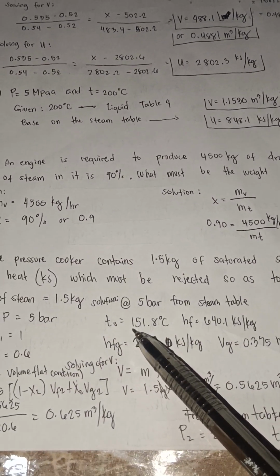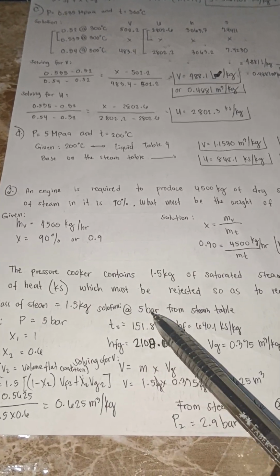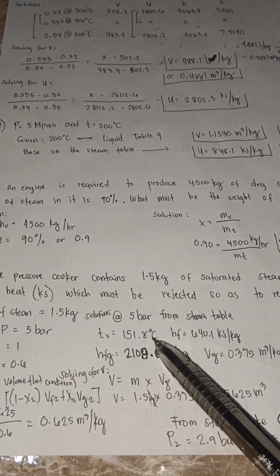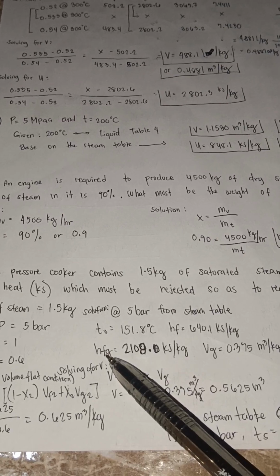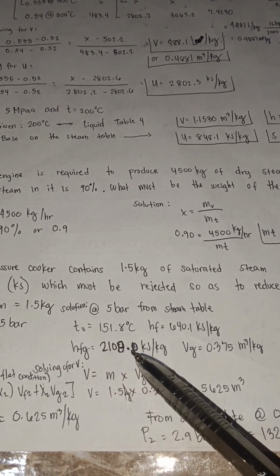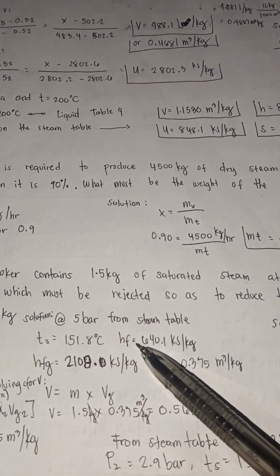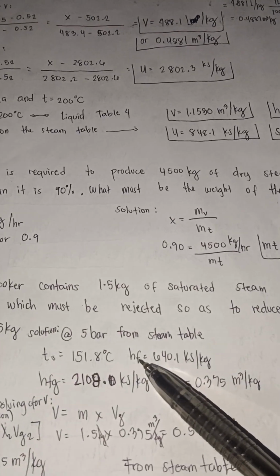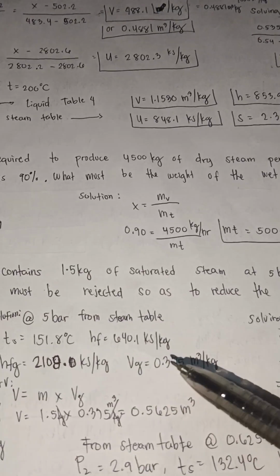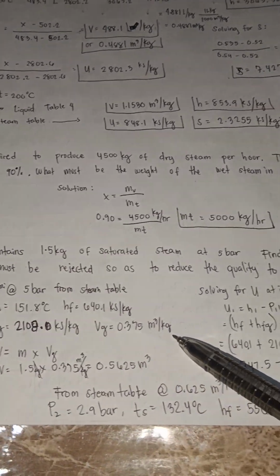The temperature is at 5 bar from the steam table. The temperature is equal to 151.8 degrees Celsius. The H sub Fg is equal to 2108.0 kilojoules per kilogram. The enthalpy of saturated liquid is equal to 640.1 kilojoules per kilogram. The volume of saturated vapor is equal to 0.375 cubic meter per kilogram.